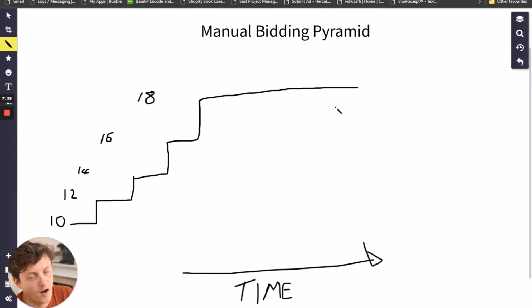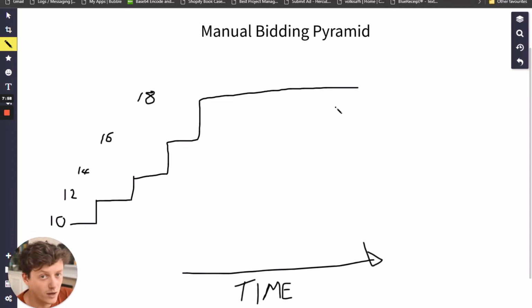Now that's the sort of upwards ladder manual bidding strategy where you start off at a low bid and you gradually increase the bid until you get things spending, until you can leave it at that bid for a long enough time where you're spending enough and you're making enough conversions. The opposite side of that is what happens, well, there's two ways of describing it.